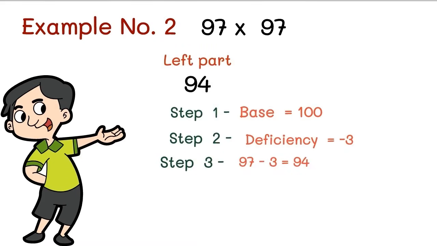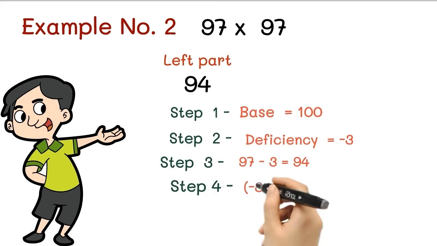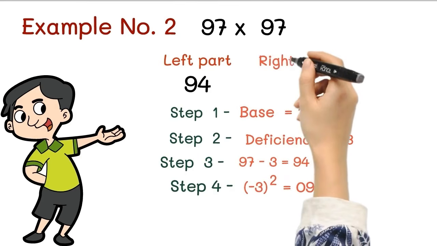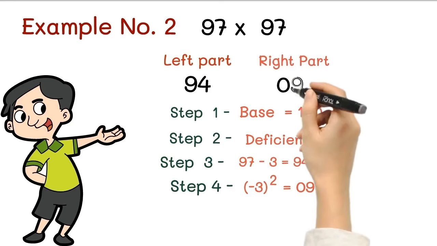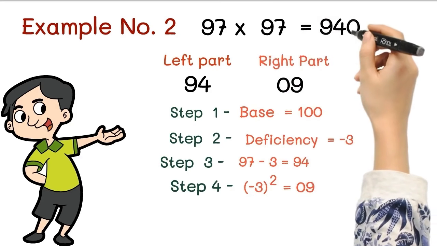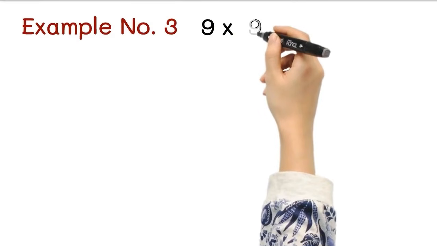At the last, step 4. Take the square of minus 3, which is 9. Here's the right part of the answer. In this way we got the final answer equals 9409 within a few seconds.